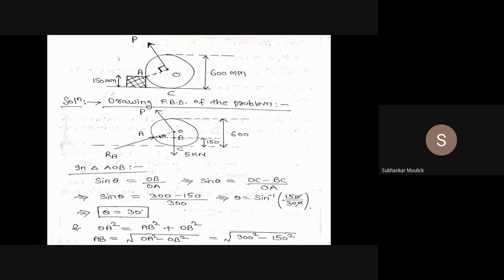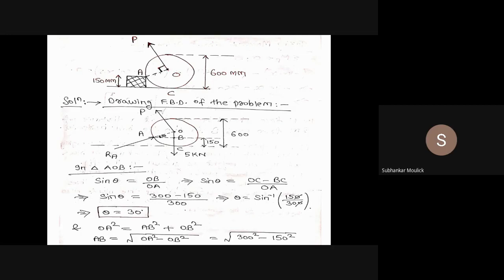So before finding out the value of P and RA, first let us draw the free body diagram. Then the entire structure will be clear. So let us draw the free body diagram of the wheel. In the problem, it is given that the wheel is having some weight and that weight is 5 kilonewton.